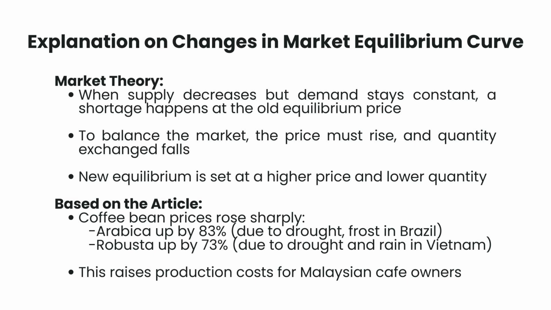Now, based on the article, we can see a sharp rise in coffee bean prices. Arabica beans increased by 83% due to drought and frost in Brazil. Robusta beans rose by 73% because of drought and rain in Vietnam. This situation leads to higher production costs for Malaysian cafe owners.